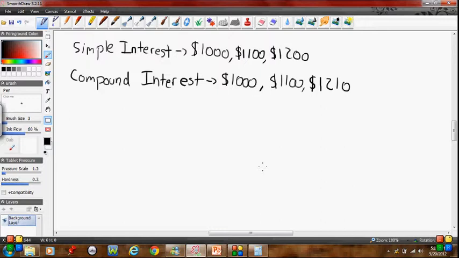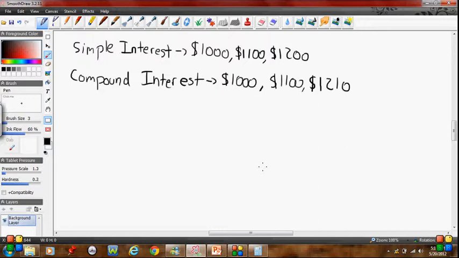So the question is, why? Well, for simple interest, you'll recall that the interest was calculated solely on the principal, which means that for every single year, the interest was calculated by doing 10% multiplied by $1,000, the interest multiplied by the principal. However, for compound interest, the interest is based upon the amount of money you have in the bank during the compounding period. So let's look at the example here.